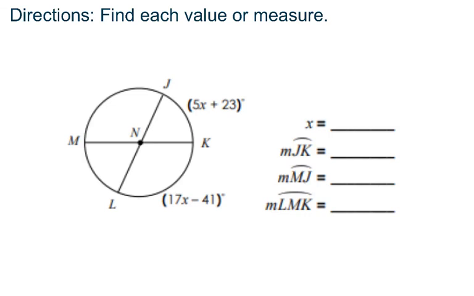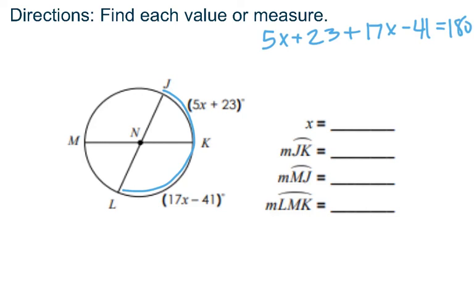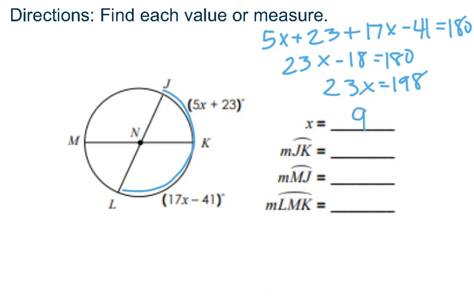Okay, so this one's very similar to that one we just did. The first thing I'm going to find is the value of x. I see that these two are making a semicircle, so I'm going to add them together and set them equal to 180, because that's what a semicircle equals. I'm going to get my like terms together. Then I'm going to add 18 to both sides. And then the last thing I'm going to do is divide by 23, so I get x equals 9.